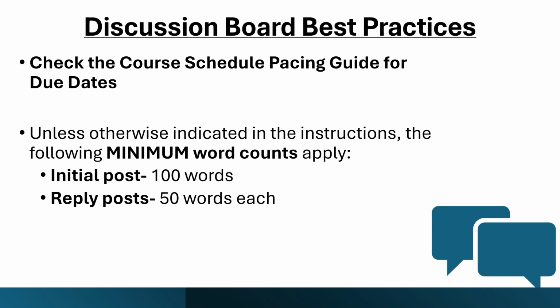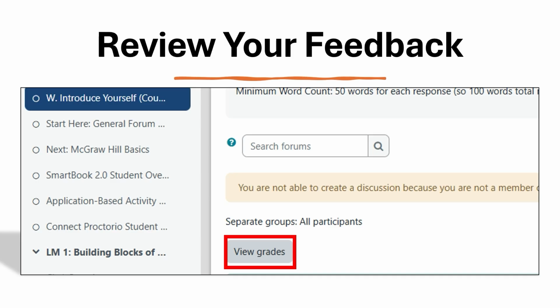To ensure that you are continuing to make improvements on your work, be sure to review your instructor feedback after discussions have been graded. To review discussion board graded feedback, go back to the discussion board you are wanting to review. If the assignment has been graded, there will be a View Grades button that will direct you to the rubric. Make sure that you are making the recommended adjustments to maximize your grade moving forward.